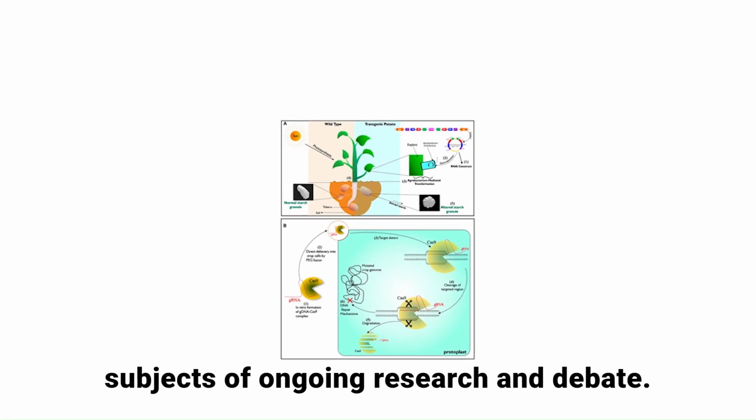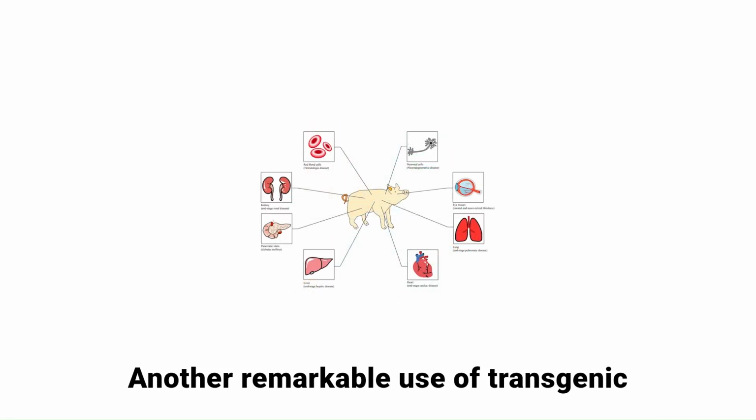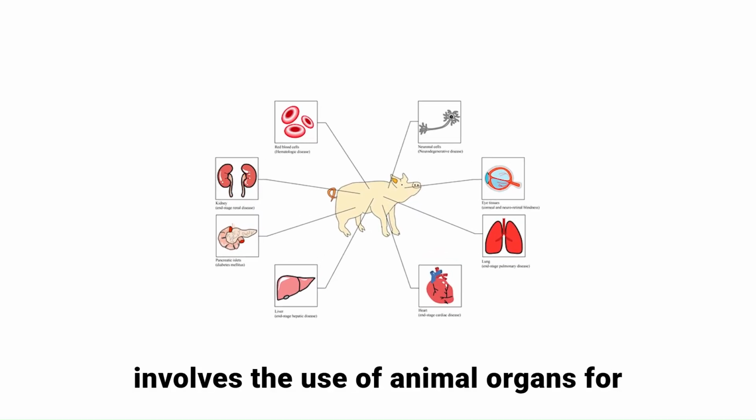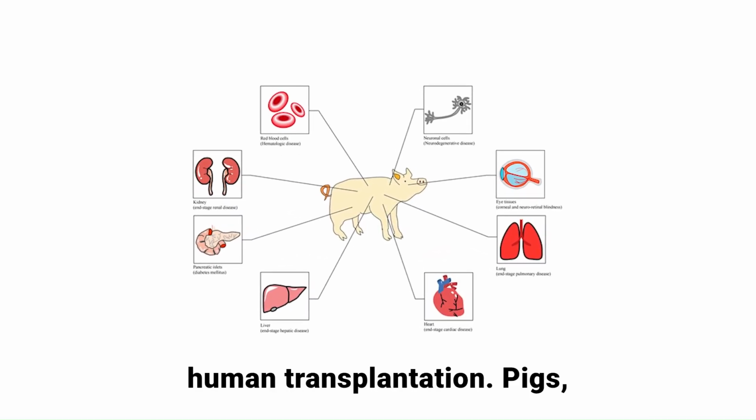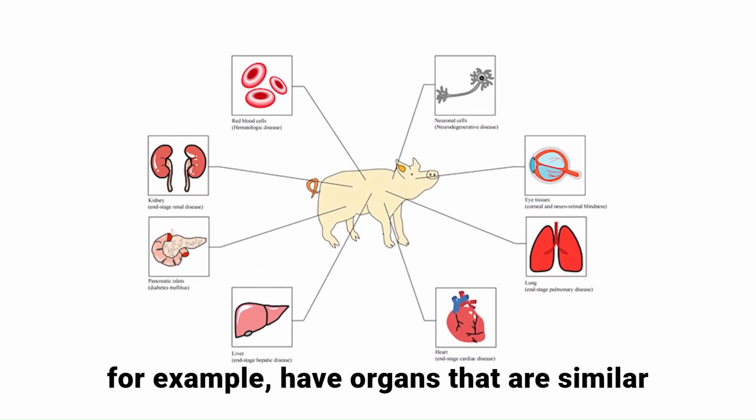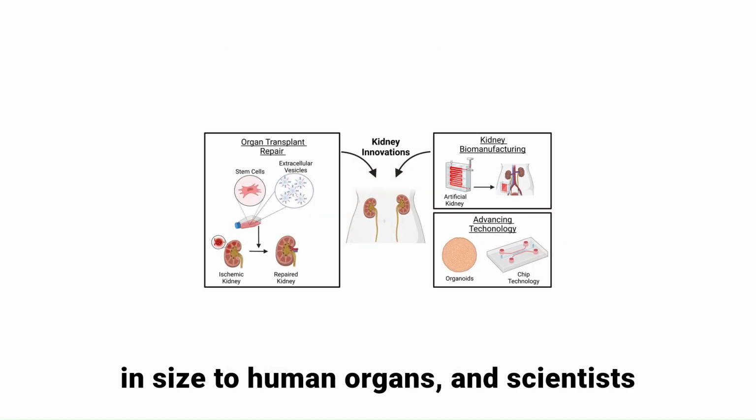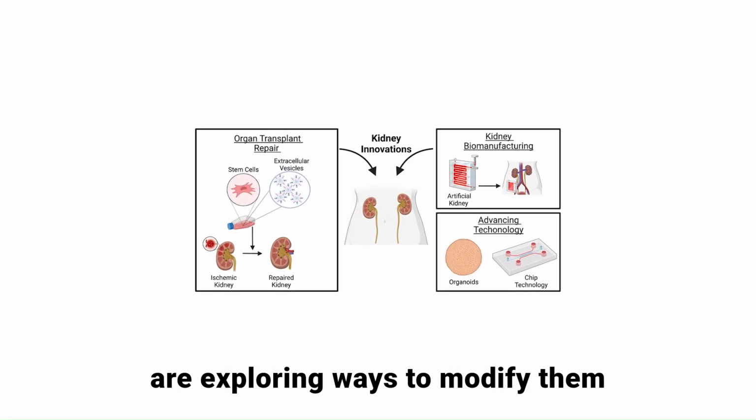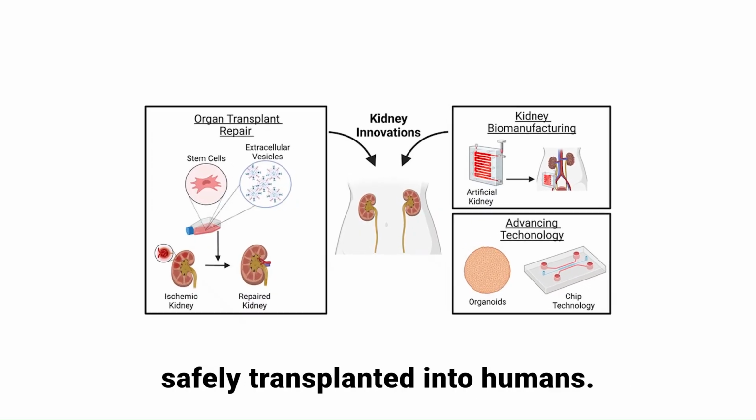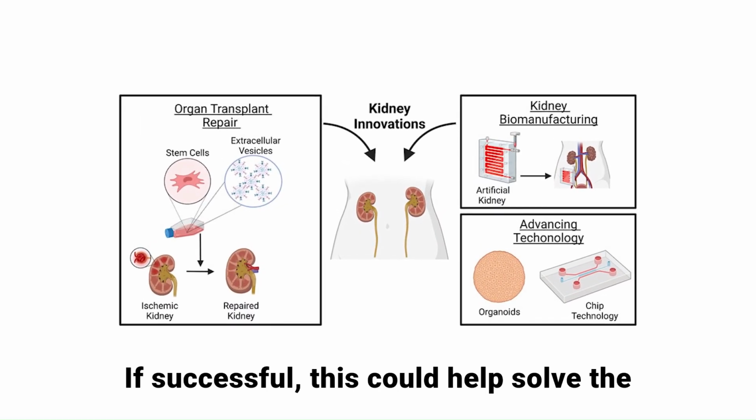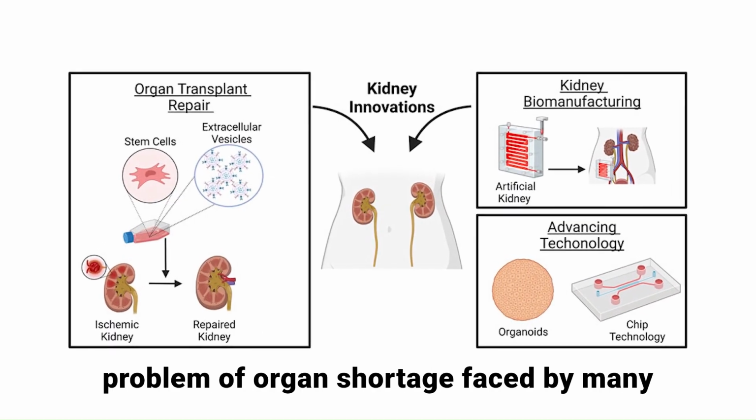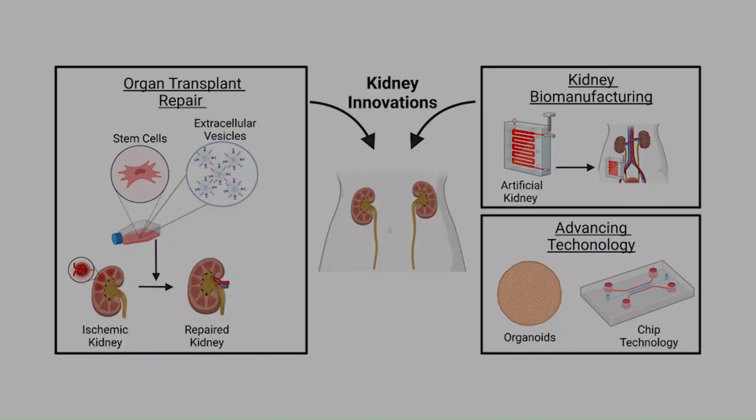Another remarkable use of transgenic animals is in xenotransplantation, which involves the use of animal organs for human transplantation. Pigs, for example, have organs that are similar in size to human organs, and scientists are exploring ways to modify them genetically so that their organs can be safely transplanted into humans. If successful, this could help solve the problem of organ shortage faced by many healthcare systems around the world.